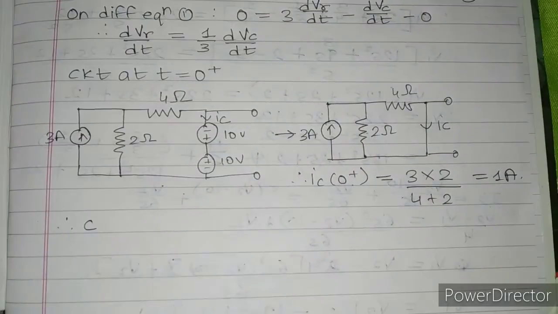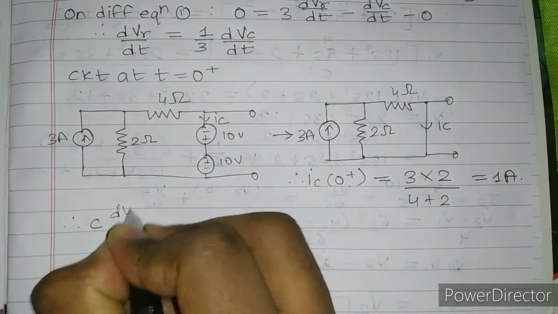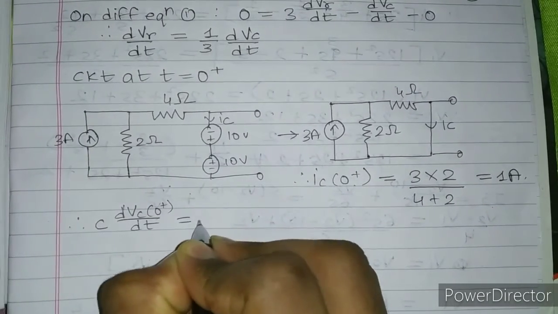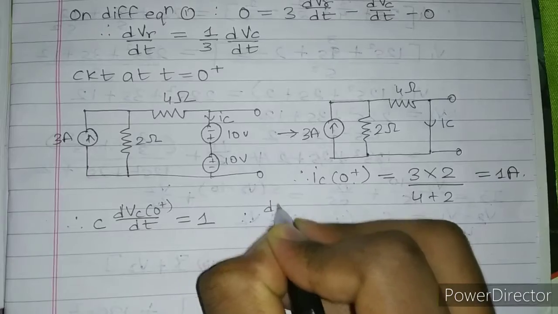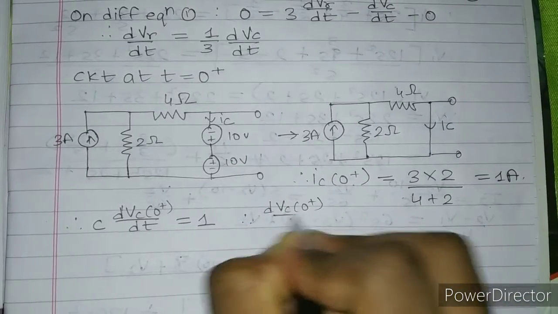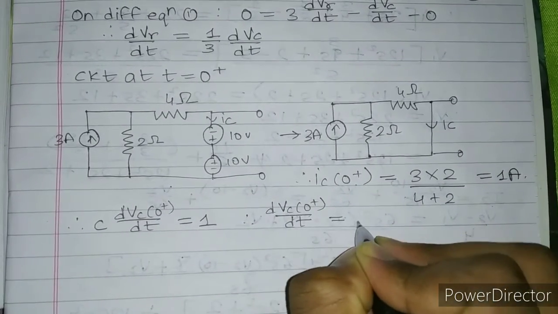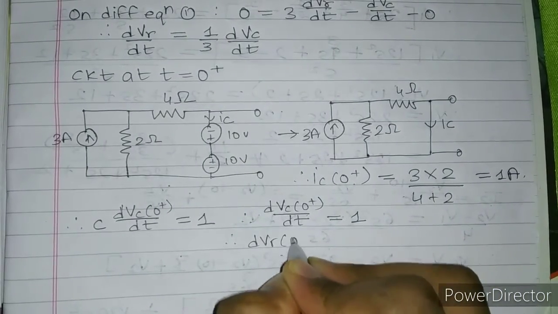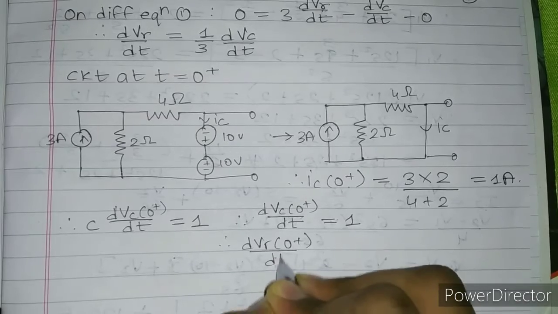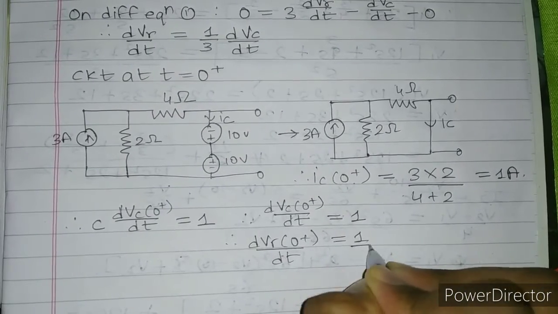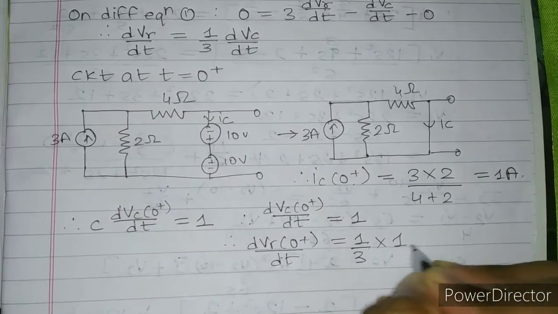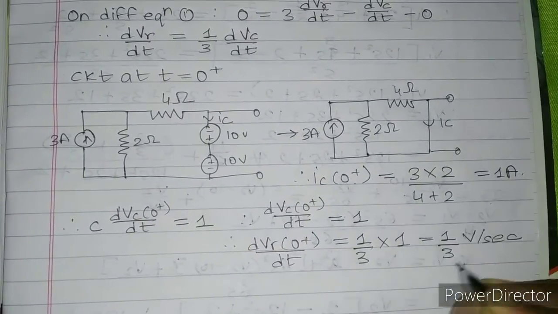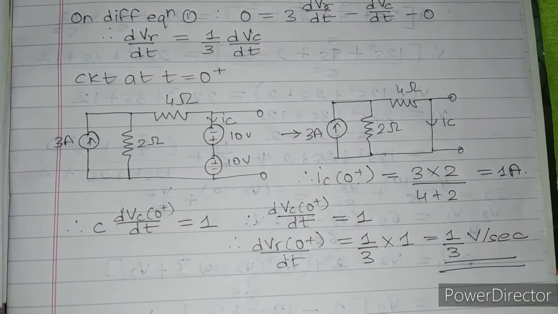Therefore C dVc of 0 plus upon dt is equal to 1 ampere. Therefore dVc of 0 plus upon dt is equal to 1 volt per second, but we already know that dVr by dt is 1 by 3 of dVc by dt. So dVr of 0 plus upon dt is equal to 1 by 3 into 1, which is 1 by 3 volt per second. So this is the correct answer. The rate of change of voltage is 1 by 3.